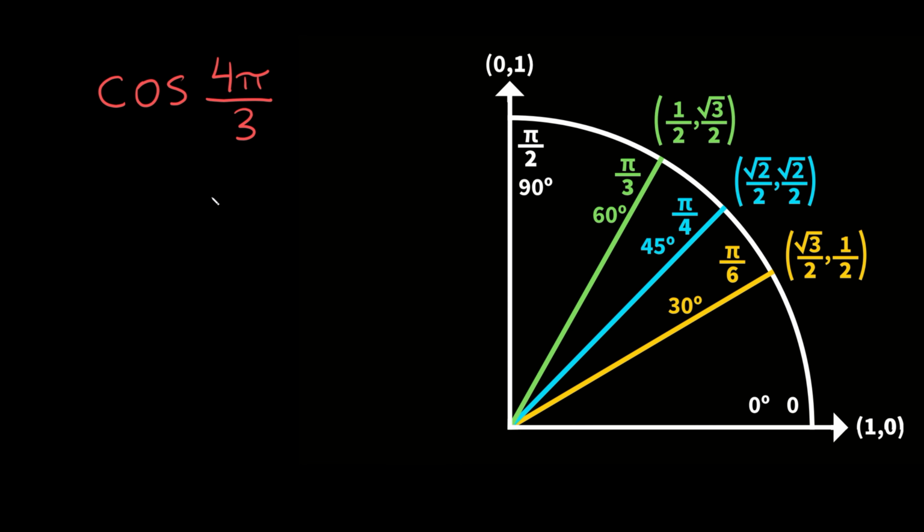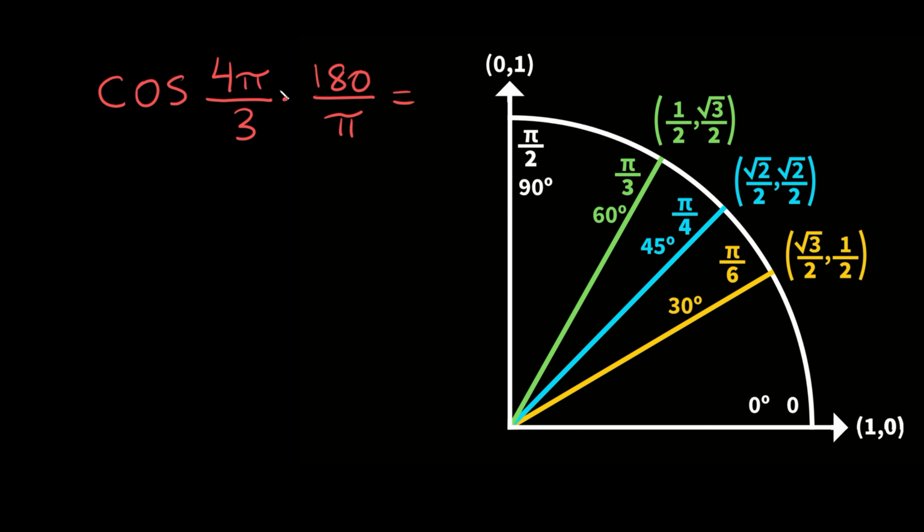So let's start with this first example right here. So we want to find the cosine of 4 pi over 3. Now, whenever I'm given an angle in radians, I normally like to convert it into degrees just because it's a little more intuitive and it's a little bit easier to draw, right? So in order to convert radians to degrees, all you have to do is multiply by 180 over pi.